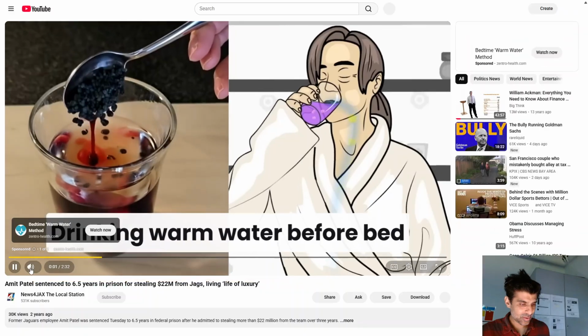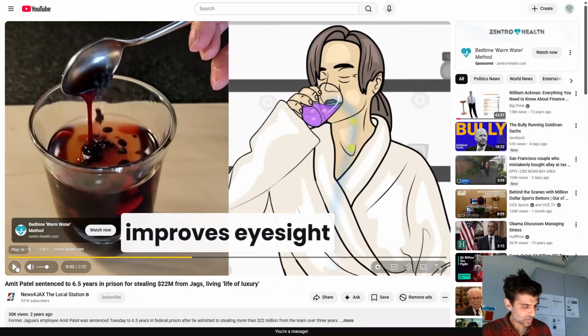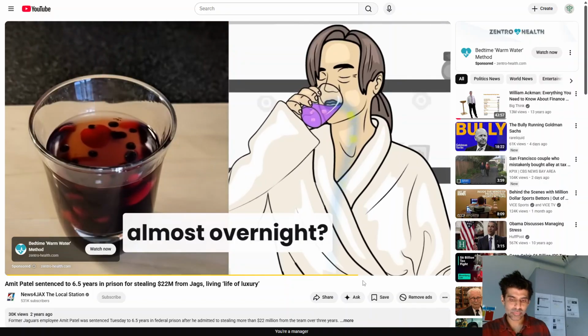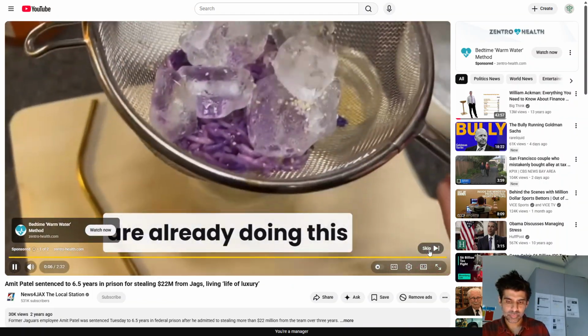What happens when things go wrong? Drinking warm water before bed improves eyesight almost overnight. Thousands of people are already doing this.